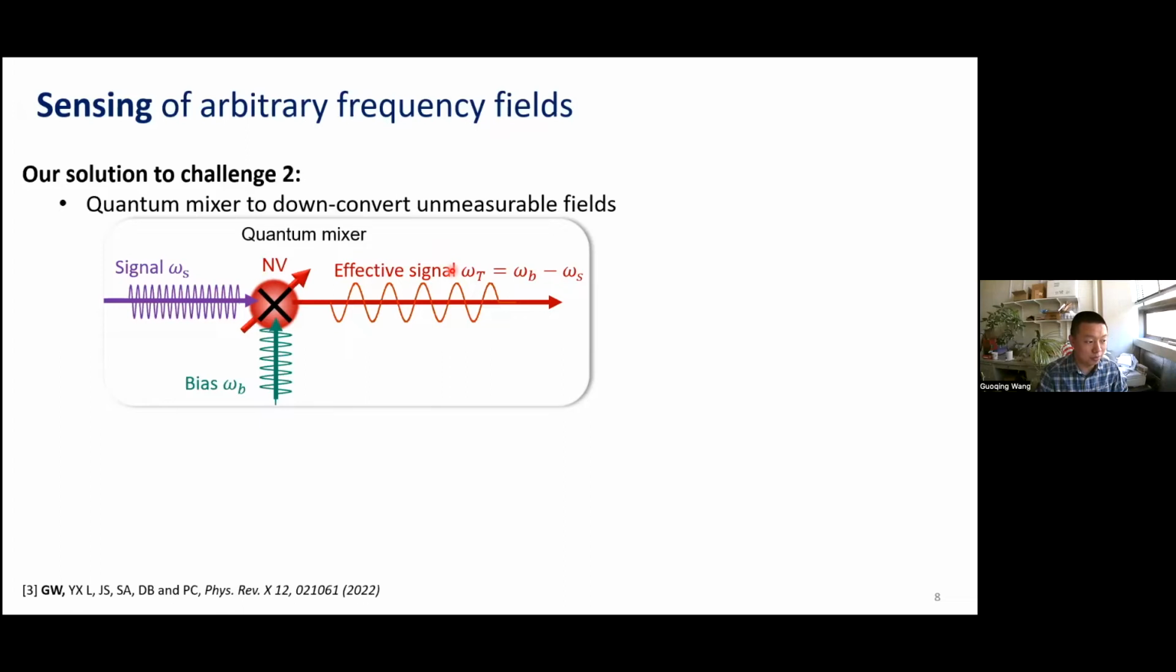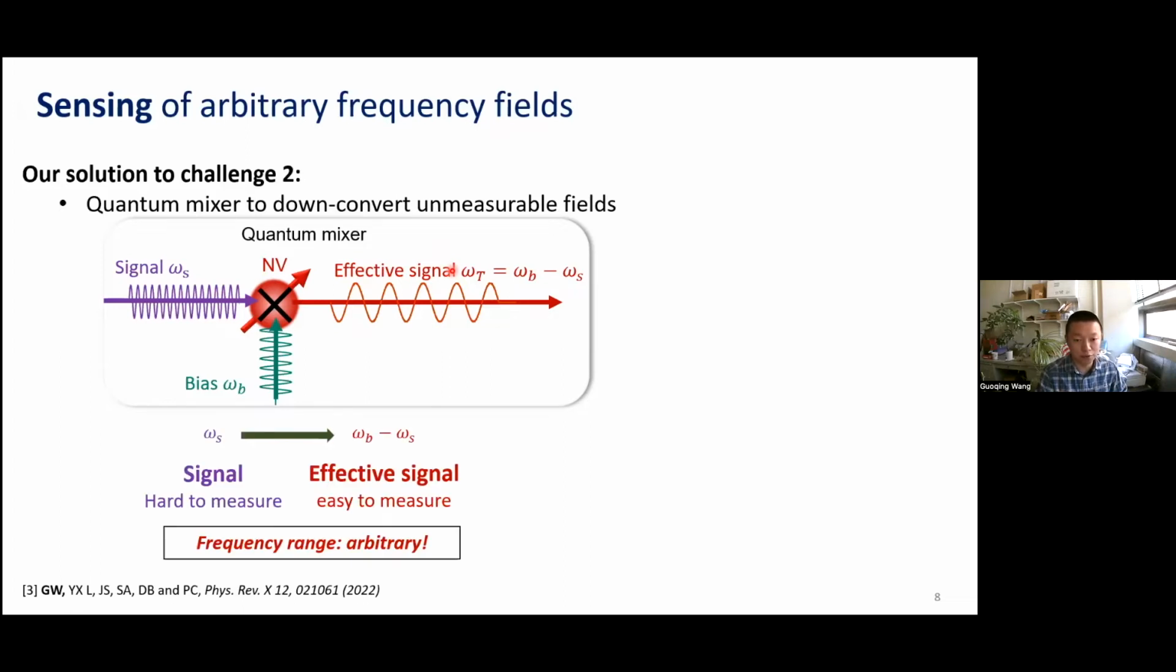Through this method, we can achieve the conversion of any arbitrary frequency field to match the NV center frequency, so we can achieve the sensing of arbitrary frequency signals. The benefit of such a method is that we really don't need a real mixer; we are directly using the quantum sensor itself as the mixer.